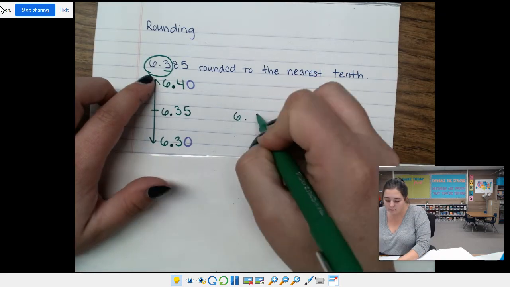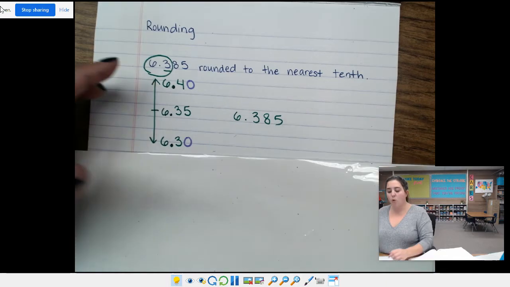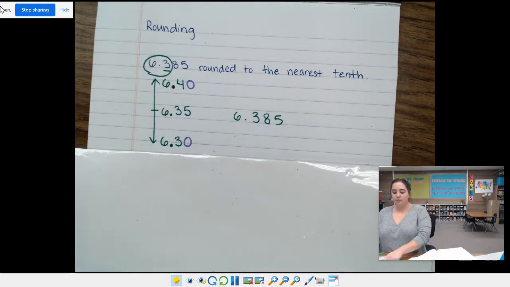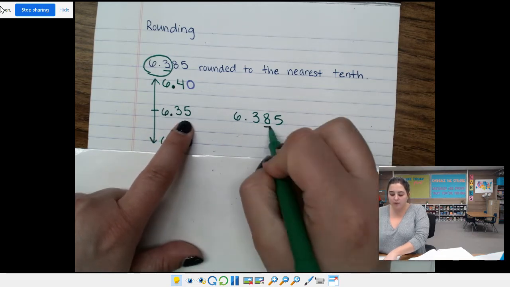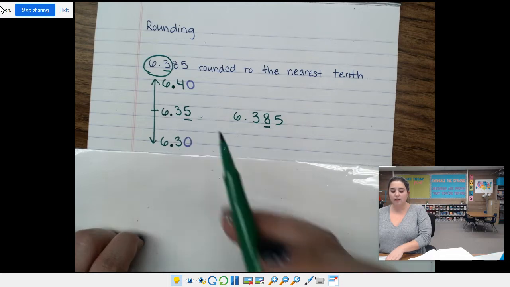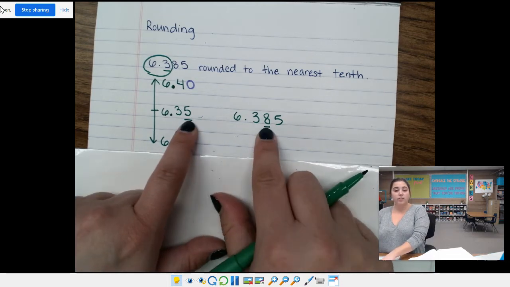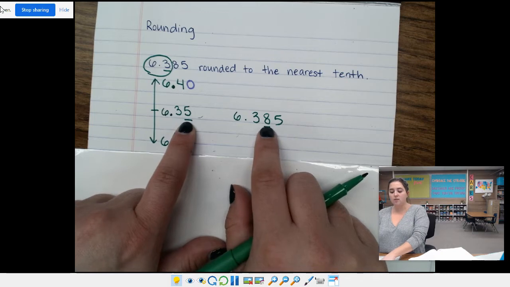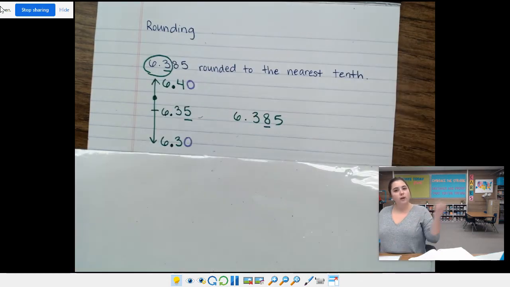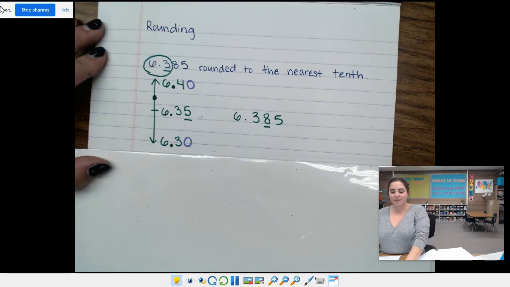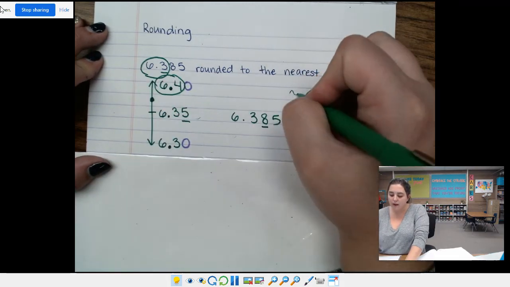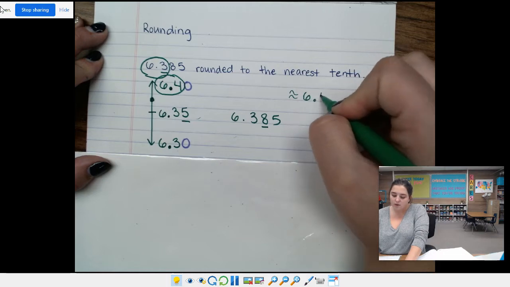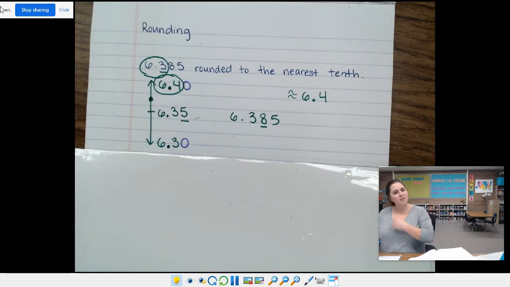If I'm comparing my original number, is that more or less than the midpoint? So far it's the same. Here's the only part that's different, besides the fact that there's nothing in the thousands place. But the hundredths is what matters. And I know 8 is more than 5. So do I round up or do I round down? We round up. 6.385 rounded to the nearest tenth is about 6.4, 6 4/10.